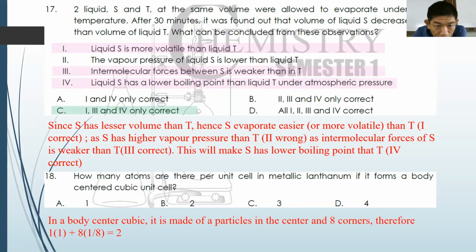Number 18, how many atoms per unit cell are there in the body centered cubic lattice? I didn't attach the diagram, so you can refer back to the YouTube for the body centered cubic. Body centered cubic is made of 8 corner particles plus 1 body center particle. So the formula is 1 times 1 plus 8 times 1 over 8. The total number of particles will be 2. So the answer for number 18 is B.